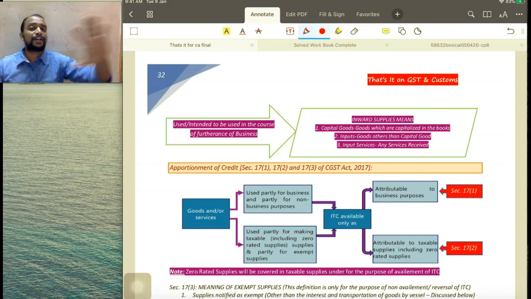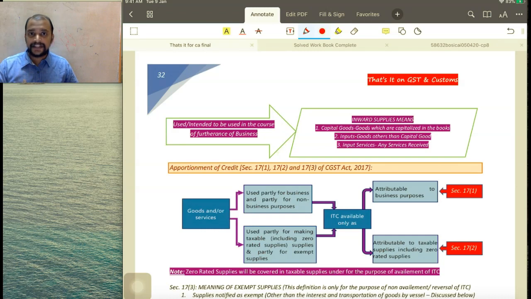Also the blocked credit we need to check. The steps will be like, step number 1, check whether the inward supply, whatever you are making, is in the blocked credit. Yes, you cannot take ITC, even if the conditions under section 16 are satisfied. So 17 subsection 5 will overrule even section 16.